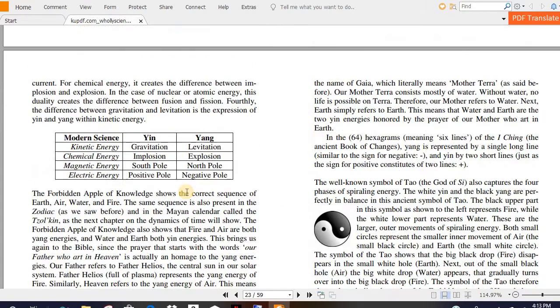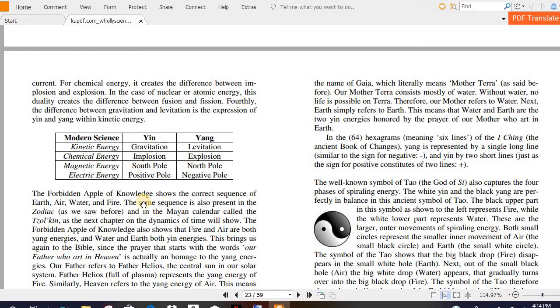For chemical energy, it creates the difference between implosion and explosion. In the case of nuclear energy or atomic energy, this duality creates the difference between fusion and fission. Fourthly, the difference between gravitation and levitation is the expression of yin and yang with kinetic energy. Kinetic energy, gravitation is yin, levitation is yang. Chemical implosion yin, explosion yang. Magnetic south pole yin, north pole yang. Electric positive pole yin, negative pole yang.